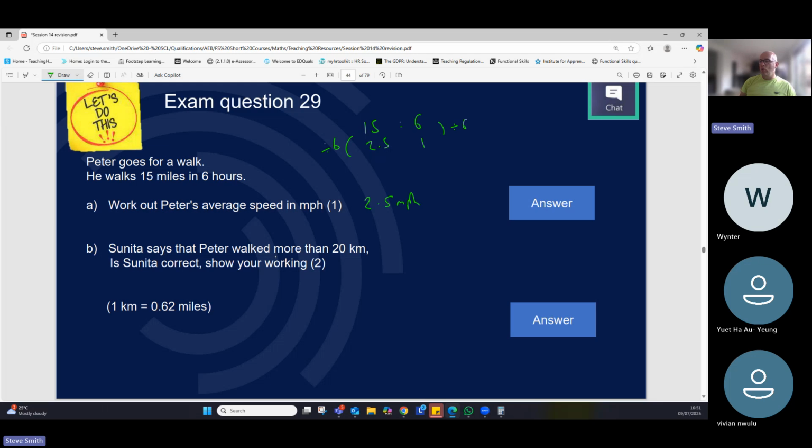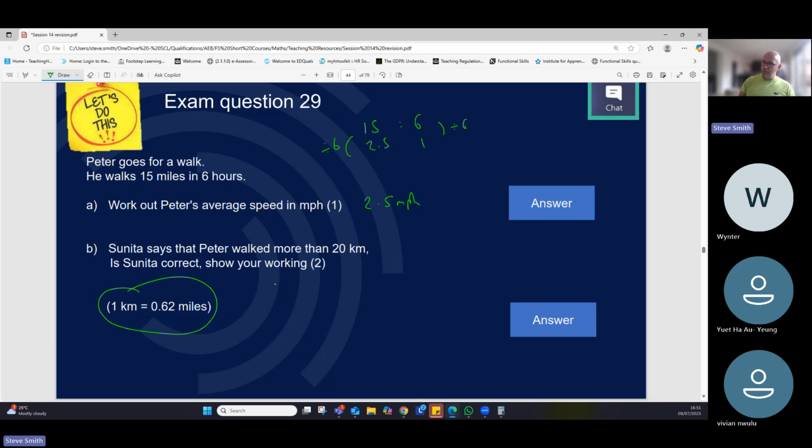Sunita says that Peter walked more than 20 kilometers. Is Sunita correct? Show your working. It's given us the conversion, as it would if it's talking different units. It will give you the information. If it's saying kilometers to meters to centimeters to millimeters, it won't. It's staying the same, isn't it? 10 millimeters is 1 centimeter, 100 centimeters is 1 meter, 1,000 meters is 1 kilometer. So that's part of the same family. If it's a different family, it will give you the conversion.